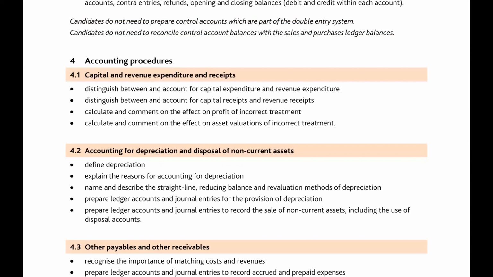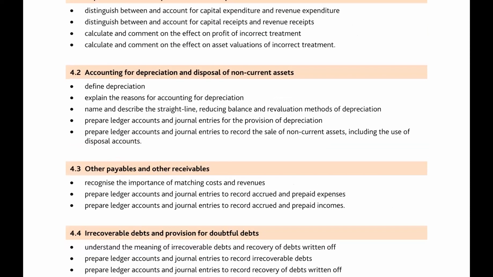Then we'll start the accounting procedure and show you how to make entries and account for depreciation and disposal of non-current assets, where we define what depreciation is. We explain the reasons for accounting for depreciation, and name and describe the straight line, reducing balance, and revaluation methods of depreciation that are in the syllabus.